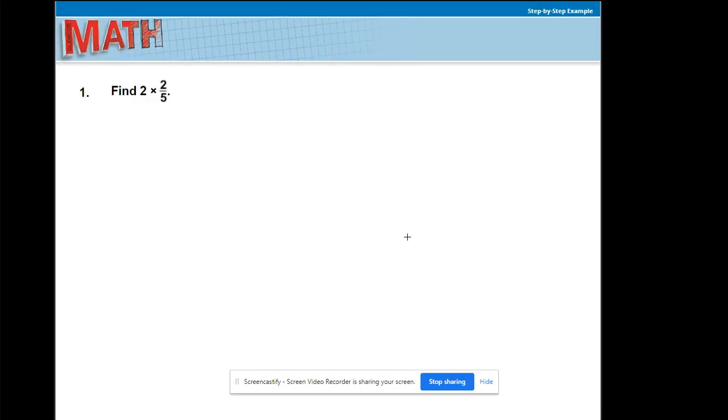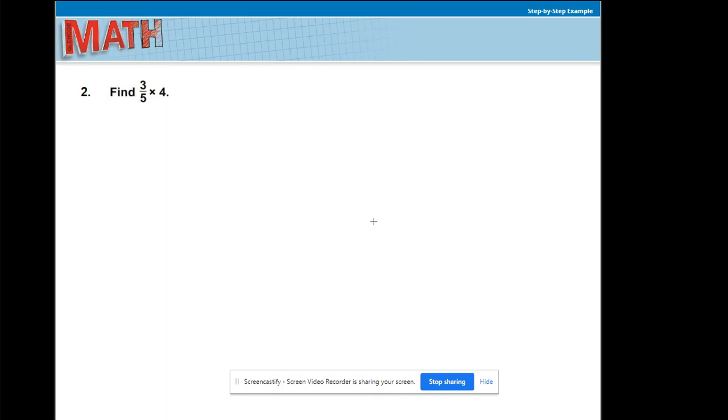All right, so find 2 times 2/5. So we are not estimating this, we are just multiplying across. So we're going to put 2 over 1 times 2 over 5, and we're going to just multiply straight across. No crisscross, no nothing, just straight across. So 2 times 2 is 4, and then 1 times 5 is 5. So our answer would be 2/5. Sorry, 4/5. Whoa, I can't read.